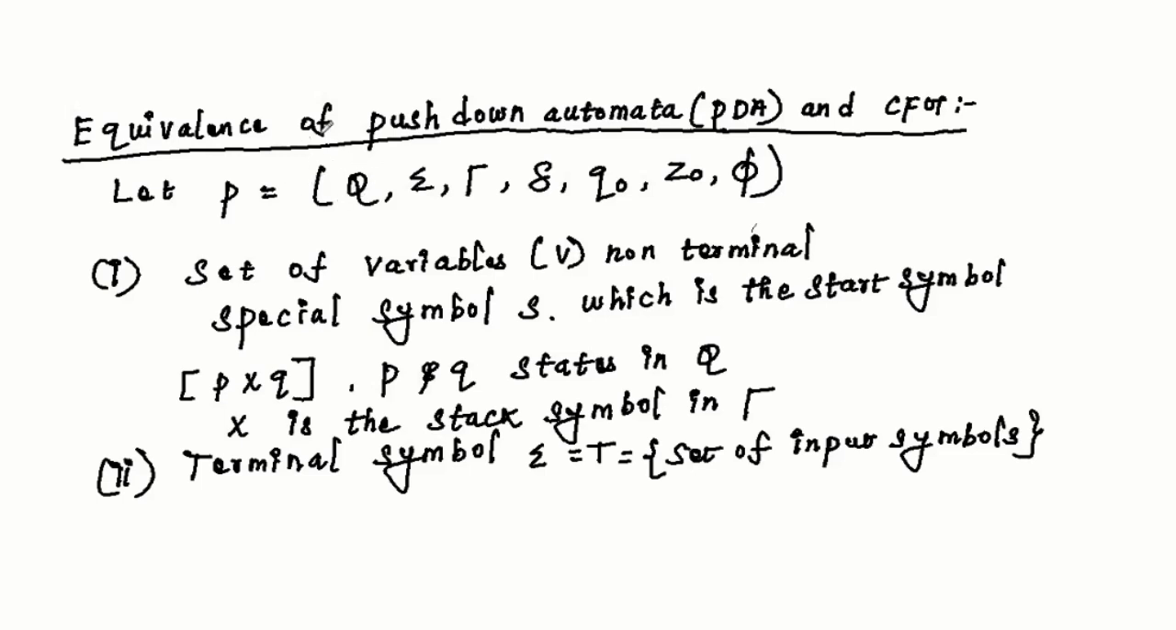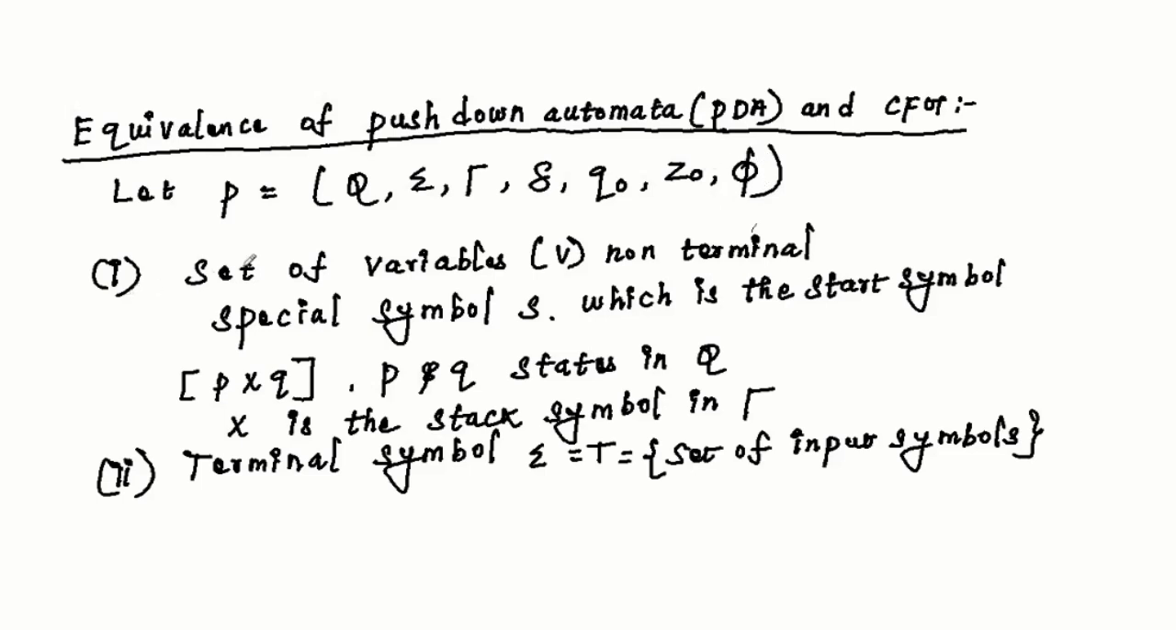Q is a finite set of states. Sigma, the input alphabet, that is the set of input symbols. Gamma, the stack alphabet, that is the set of stack symbols. Del, the transition function. Q0 is the starting state. Z0, the initial stack symbol, that is an element of Gamma. Last, null, the set of accepting or final states.